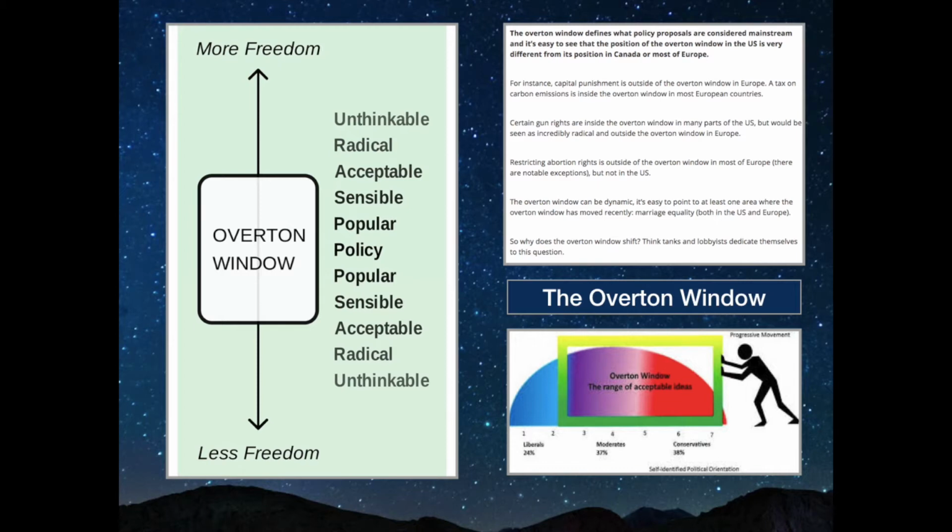The window shifts based on the perceptions of the public, which can be guided by what authorities or trusted voices deem to be acceptable, sensible, unthinkable, or radical. The freedom of the people will depend and shift based on where their perception shifts, which means that the controlling factions have a huge advantage despite their smaller numbers, because they have the money to push around the sensibilities of the culture and the window of what's acceptable in that culture or society.